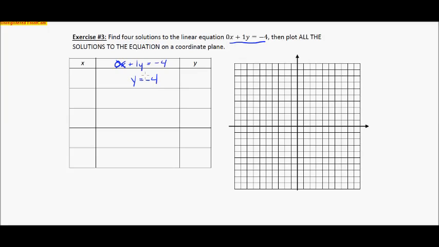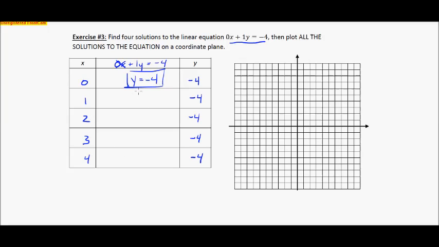Alright, now this one's a little different because before we had x equals something. Well, this one tells us y equals something. So I'm going to do this one a little bit different in that I'm going to fill in all the y values first. Alright, because the equation says y has to equal -4. So I'm just going to list all of those, and for x, well, there's no x in the equation anymore, so x can be anything. So I'm just going to go 0, 1, 2, 3, and 4.